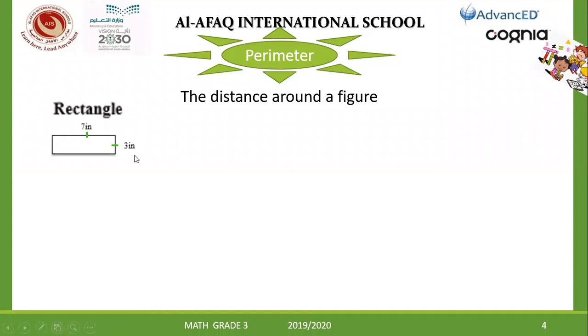As you know, in the properties of the rectangle, each two opposite sides have the same length. So here each two opposite lengths are the same length in the rectangle. If you know the length, the opposite length will be the same, 7 inches. If you know the width, the opposite width will also be 3 inches.